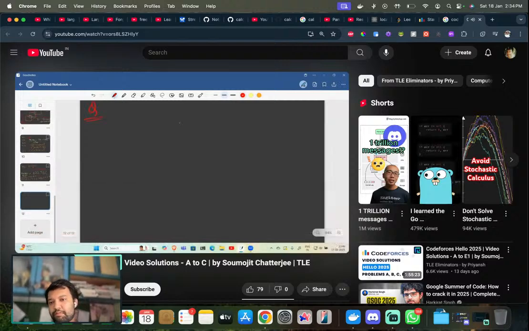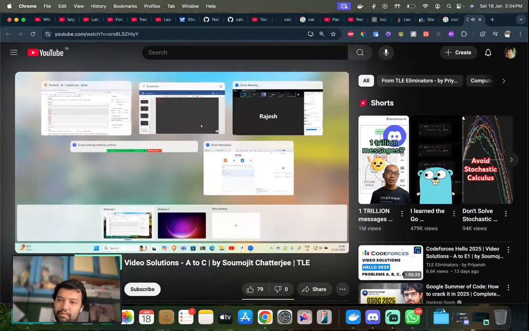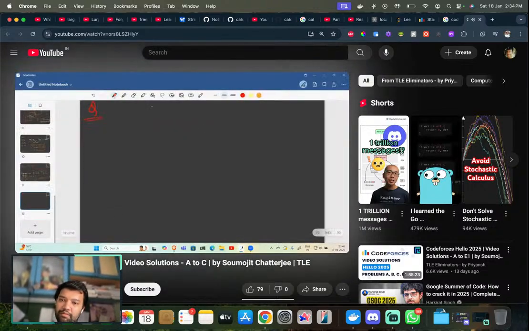The question says that they follow some procedure or some policy to take a permutation and then construct a graph. Let me explain this using an example for concreteness. Let us take an example which they have given in the test case that may help. First of all, let me tell you the procedure. Suppose they have given some permutation 4, 2, 1, 3, 5.